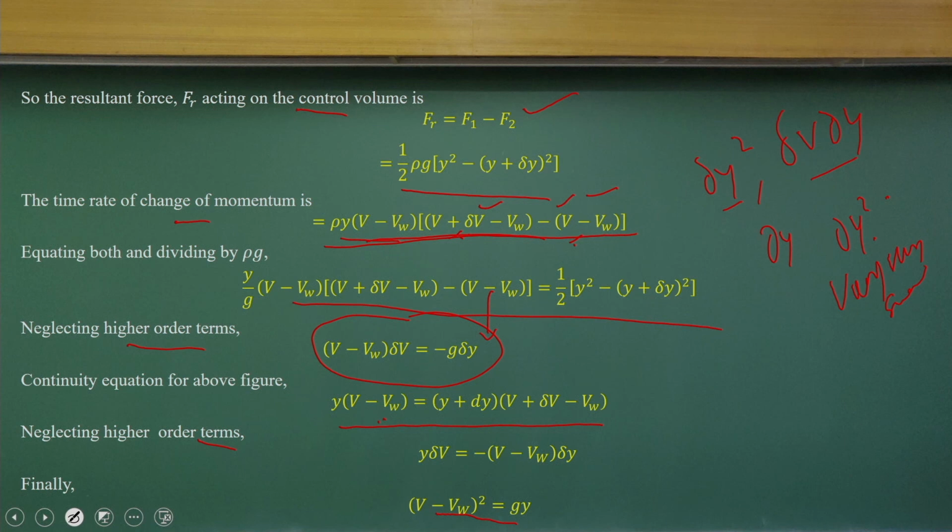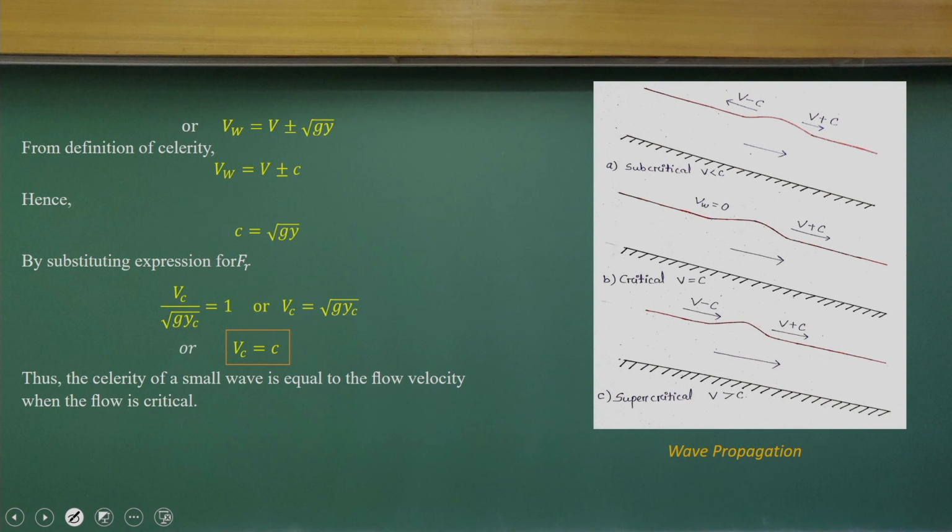If I rearrange it, I will get Vw equal to v plus or minus root gy, and c stands for the celerity. That is what we are looking at with the v value. So the celerity comes out to be c equal to root gy.